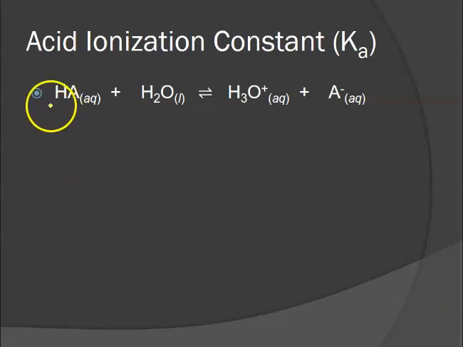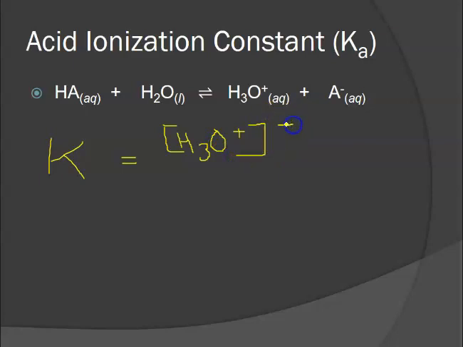I could write KEQ for this, the equilibrium constant expression. It's products over reactants. The coefficients become exponents. Solids and liquids don't go in, so I know the water's not going in. I'm just going to call it K for now. It equals our hydronium concentration, H3O plus, times the concentration of A minus, that's our conjugate base, all over the original acid concentration, HA.